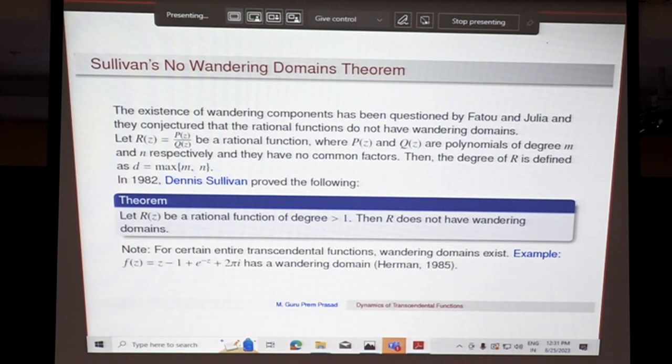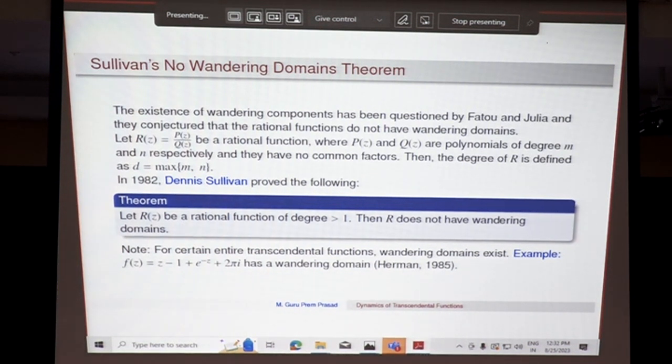In 1982, Dennis Sullivan proved that for a rational function, wandering domains do not exist. This is a breakthrough result in the dynamical systems of rational functions. He proved it using the techniques of quasi-conformal mappings. So a rational function cannot have wandering domains, and of course rational functions include polynomials also.